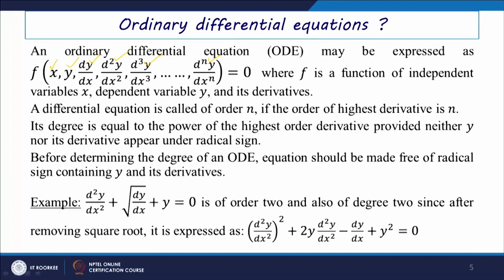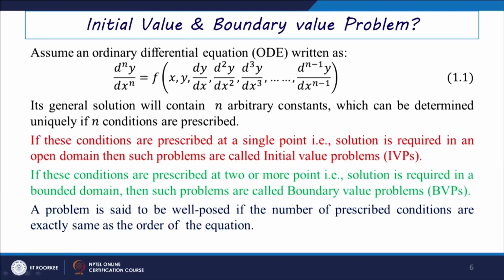So, especially if you consider an ordinary differential equation in the form of an nth order differential equation, d^n y/dx^n equals f of x, y, dy/dx, d²y/dx², d³y/dx³, up to d^(n-1)y/dx^(n-1). Its general solution will contain n arbitrary constants, which can be determined uniquely if n conditions are provided.